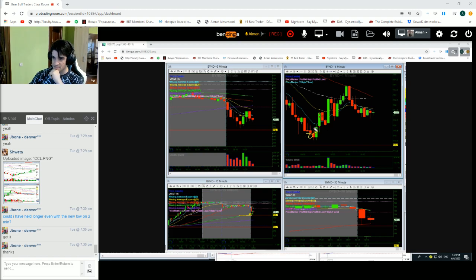Other than that, some setups were there. Some indicators were there. It's not an A+ setup. It's still a good setup, and you managed to make it work. So good job here.